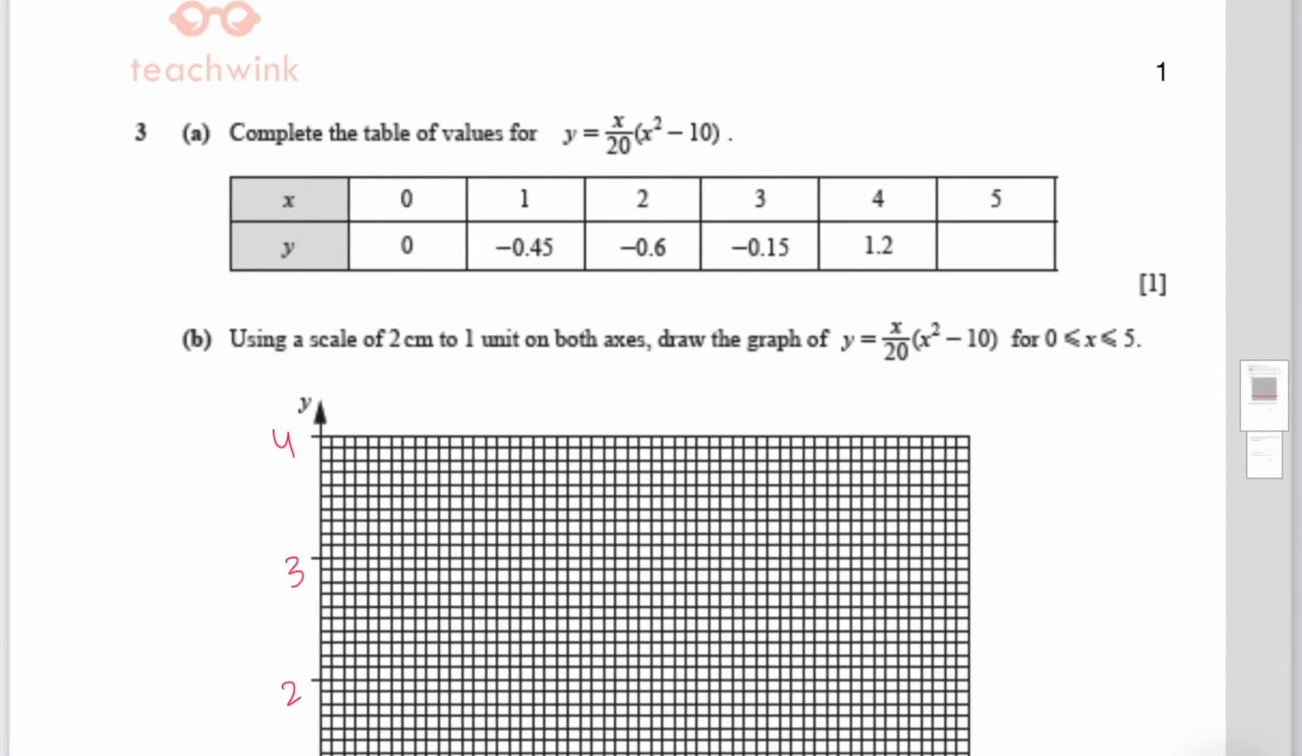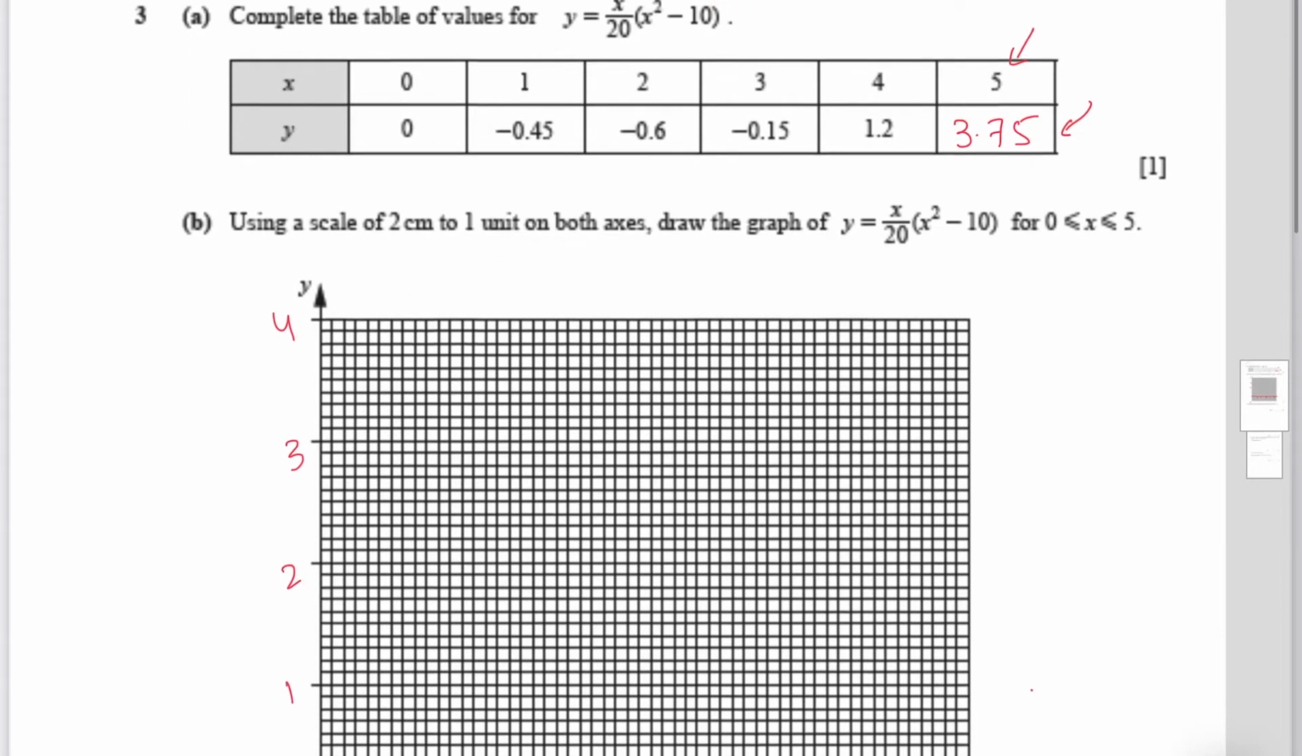The question says complete the table of values for y equal to x over 20 times x squared minus 10. We need to find the value of y for this value of x. So let's plug this value of x into this equation. We do 5 over 20, which becomes 1 over 4, times 5 squared is 25, so we do 25 minus 10, and the value that we end up at is 3.75. Let's do the next part.